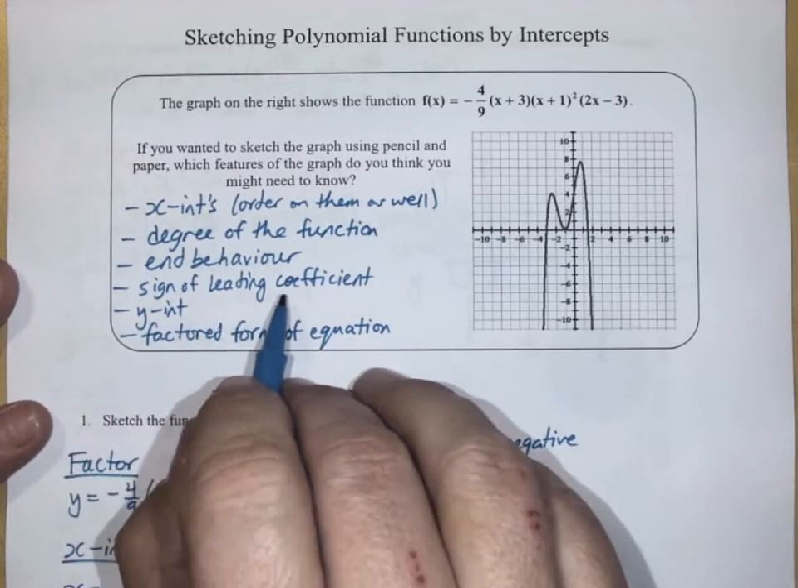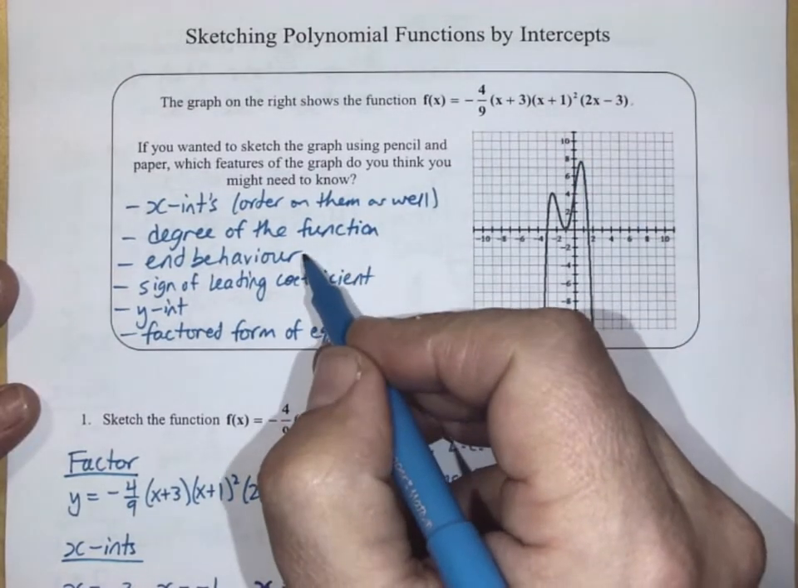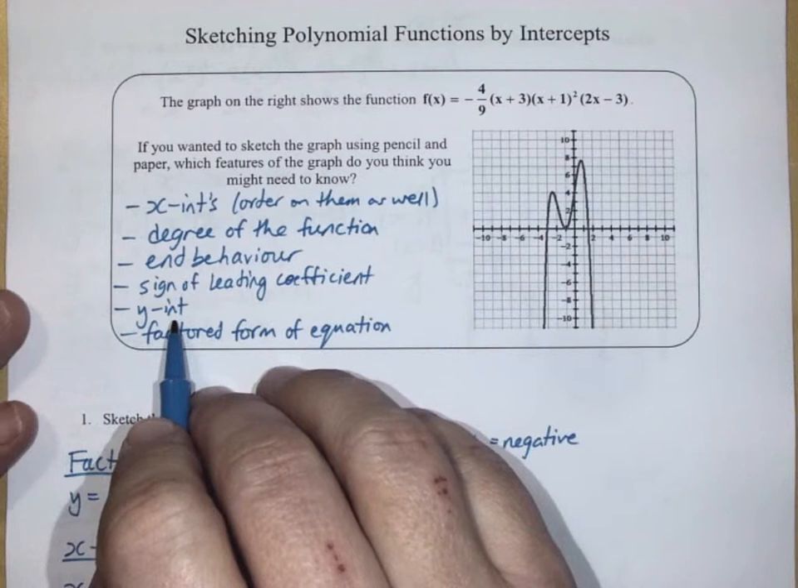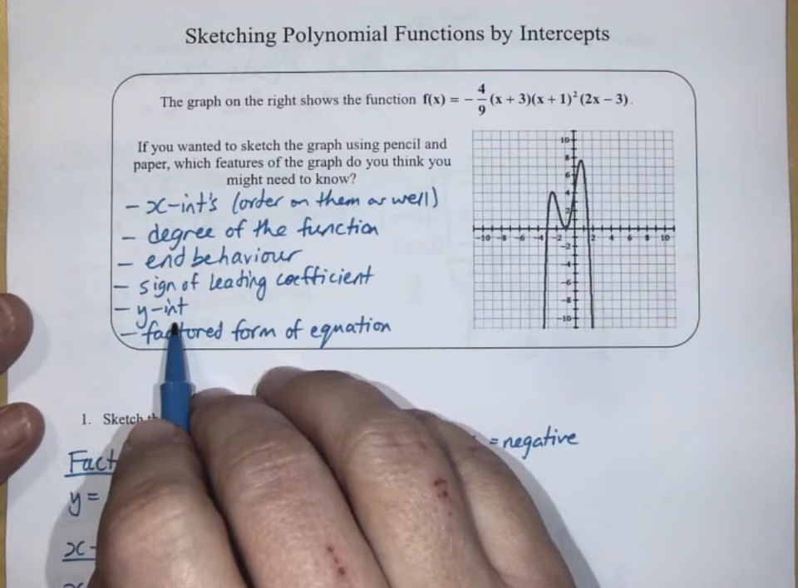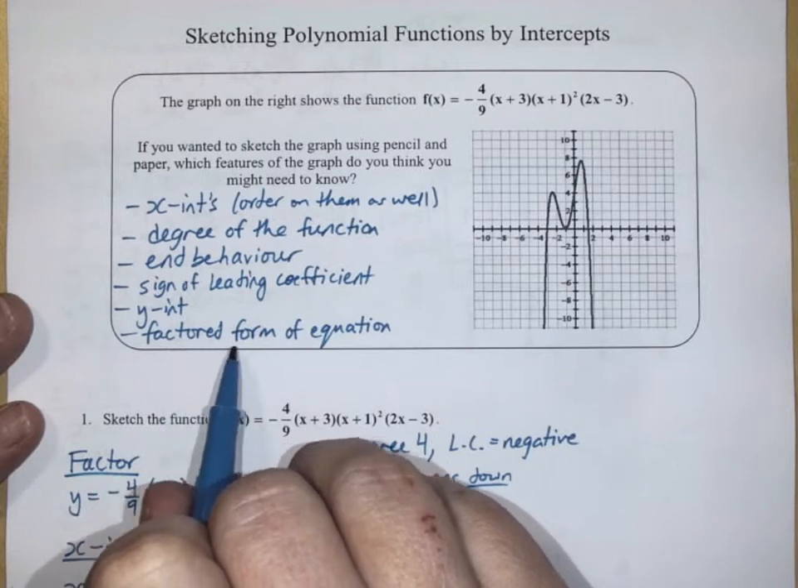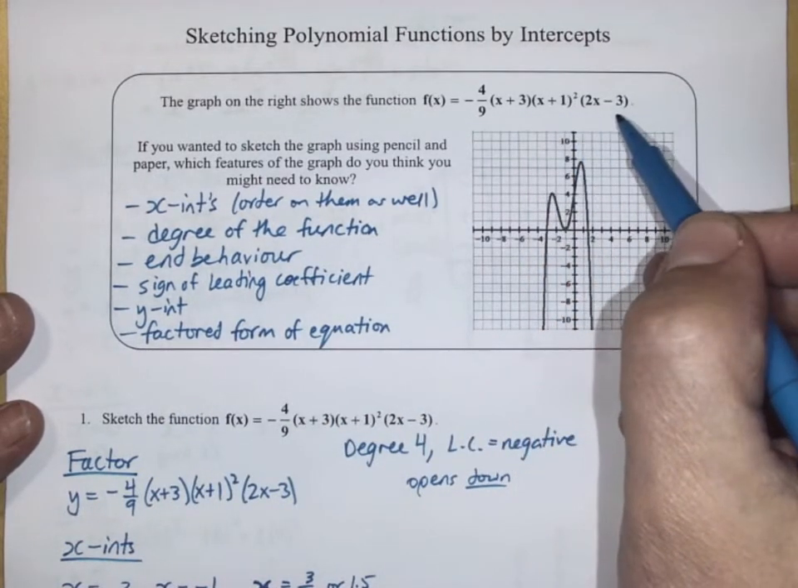We'd want to know the sign of the leading coefficient, and we know that it's negative. That helps us determine the end behavior as well. We want to know if there's any y-intercepts. Can there be more than one y-intercept for a polynomial function? I'll let you think about that. And we definitely want to know what the factored form of this equation was. Well, we're lucky because it gave it to us in factored form.